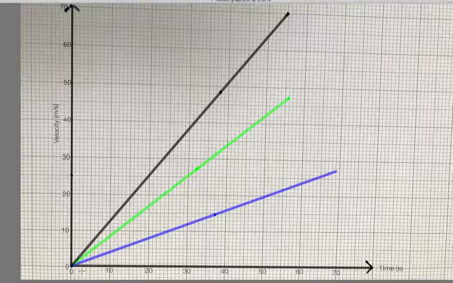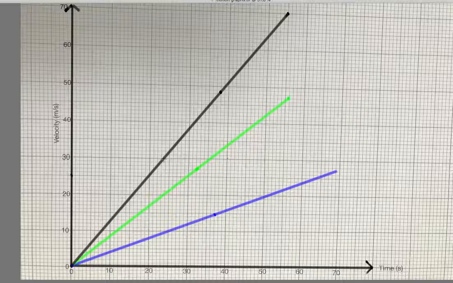So what we have here is a constant rate of change, in this case increase, a constant rate of increase of the velocity. And you can see with my green graph that constant rate of increase of the velocity is bigger, and with the black graph it's bigger again.